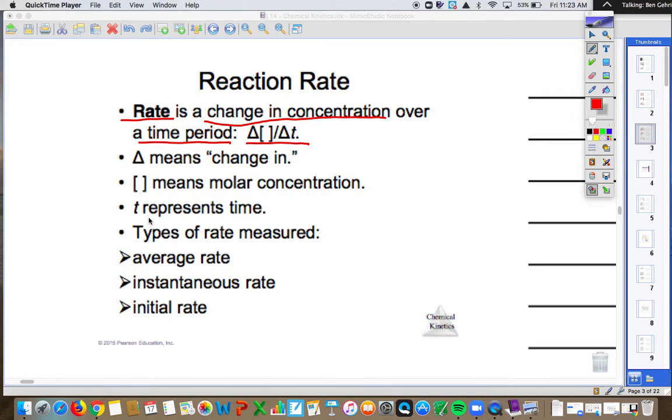We can measure different types of rates. We can find the average rate, which we'll talk about. We can find the instantaneous rate, which is a little bit harder. And we can find the initial rate, which is your rate at t equals 0. We're going to look at these three shortly.